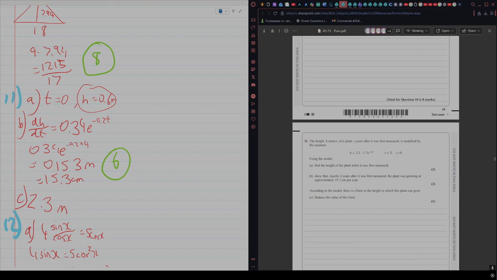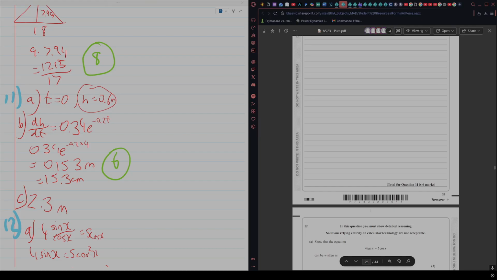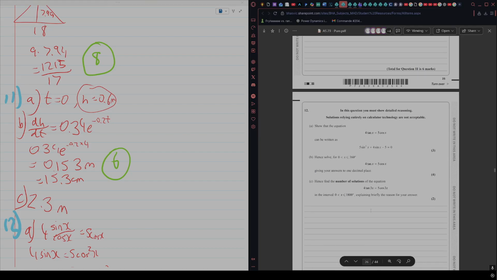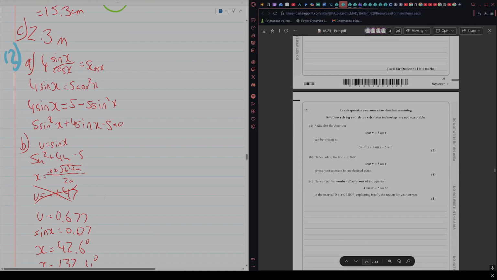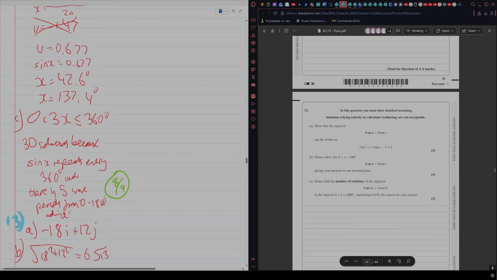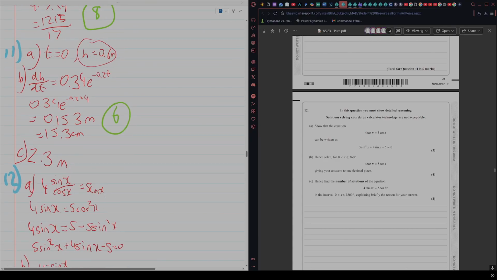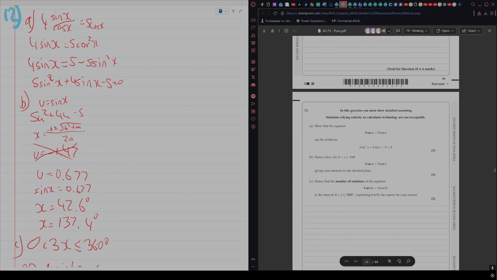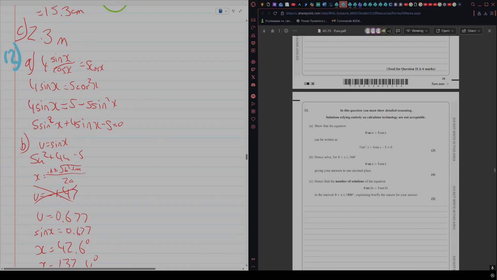So that's the apparent limit to this model, or to the plant, according to the model. Right. This question is very interesting. The first part's pretty easy. You just turn the tan into this, and then turn the cos squared into sine squared, get the quadratic, and then that gives you the answer.